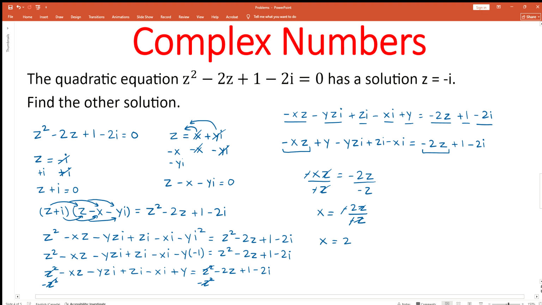Next, we can find the value of y by comparing the number terms on both sides of the equation. The number term on the left side is y and the number term on the right side of the equation is 1. That means y should be equal to 1. The other terms are imaginary terms because they are with i. Therefore, the value of x is 2 and the value of y is 1. So the other solution for the equation is 2 plus 1i, which can also be written as just 2 plus i.